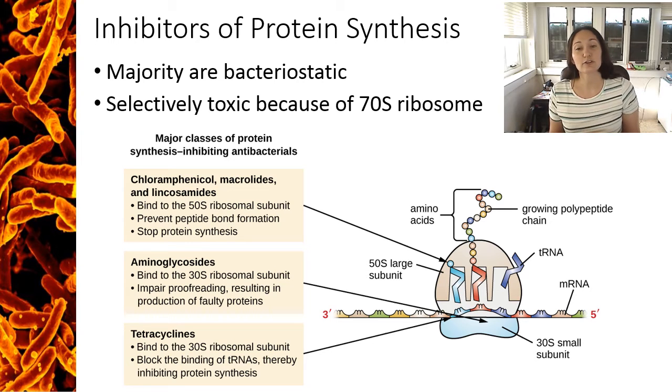And then the last class are the tetracyclines. These are also binding to the small ribosomal subunit, and they completely inhibit protein synthesis because they stop the tRNAs from coming into the ribosome at all. If the tRNA can't bring in the amino acids, no proteins can be made. Examples of tetracyclines are tetracycline and also doxycycline, so things that end in that -cycline. Keep in mind that most of these, other than the macrolides, are bacteriostatic antibiotics that aren't actually killing the cells themselves.